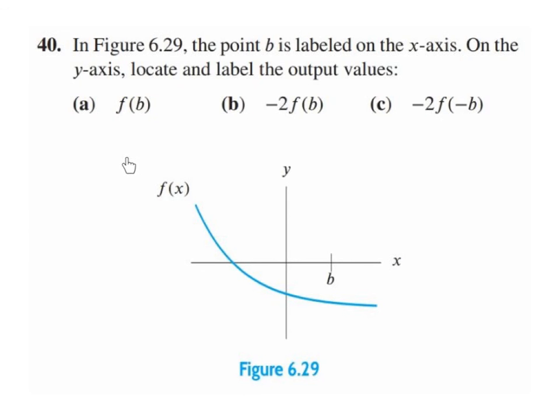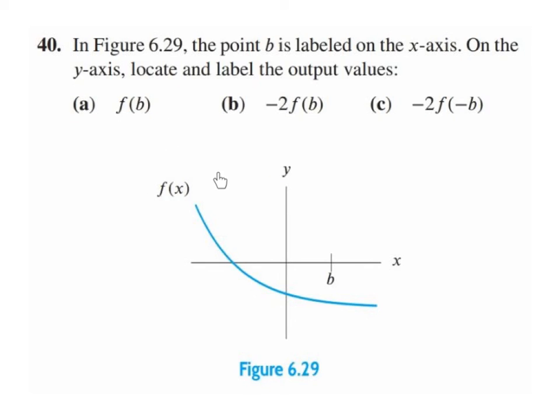All right, the last thing I just want to say here is about number 40 on your homework. You can see, if we look at the instructions, they say the point b is labeled. It's really the value b is labeled on the x-axis, and all they're asking us to do is on the y-axis locate and label the output values. They're not asking you to sketch another graph, okay? We are just going to label the y-axis with values. So for part A, we have the value f of b.